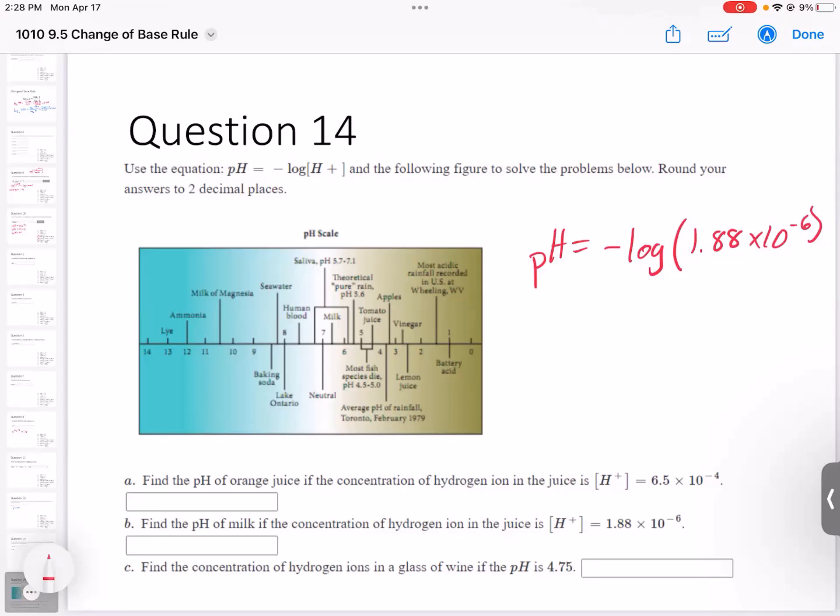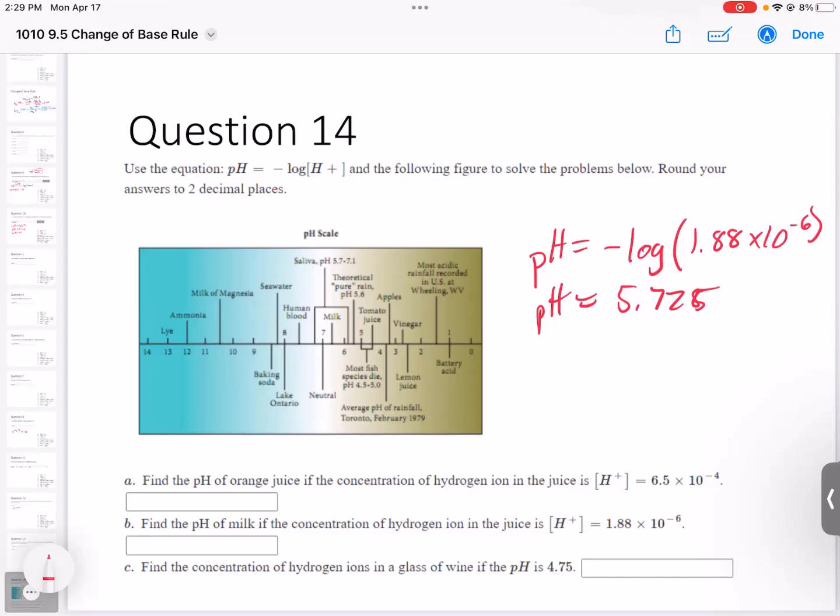So I'll open up my calculator and go to my scientific calculator. This calculator requires the number first, so I'm going to type in 1.88 times 10 raised to the negative 6. When I hit enter, that gives me this decimal, which is basically the decimal version of this scientific notation. Then I take the log of that. According to my pH formula, the pH is the opposite of the log of that. And so in this case, my pH is going to equal positive 5.725.